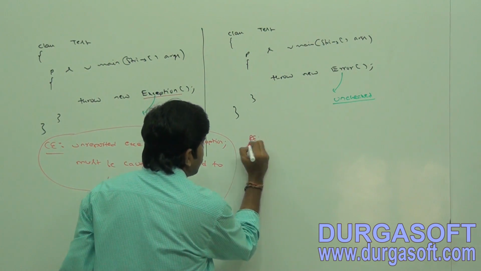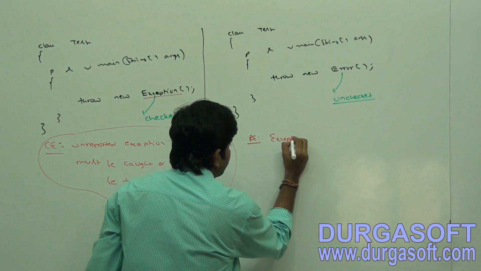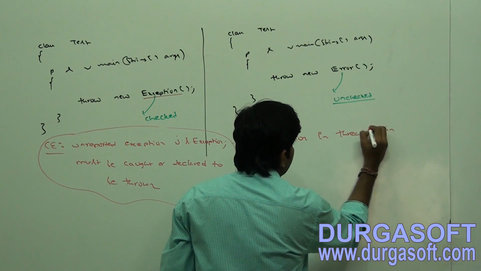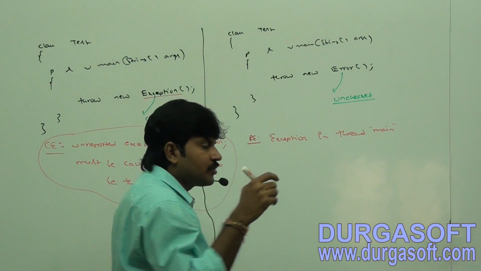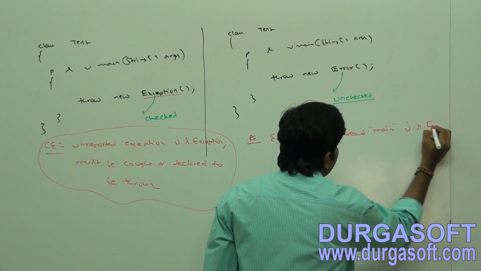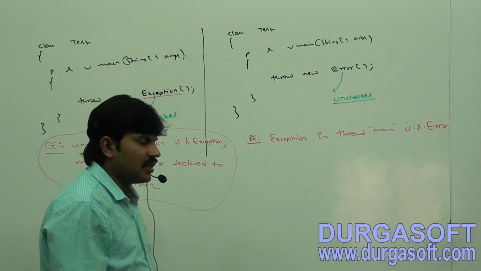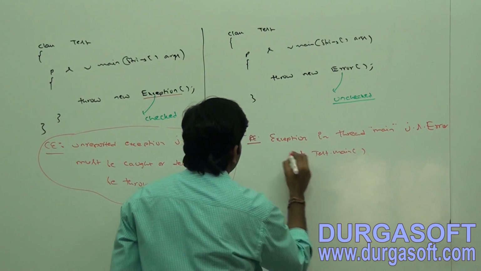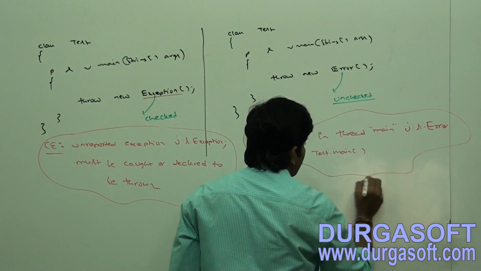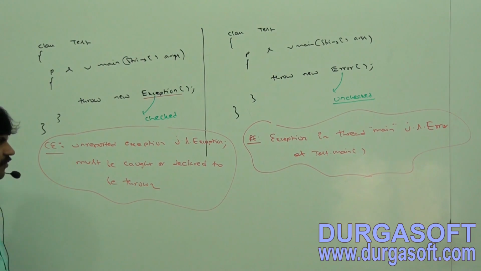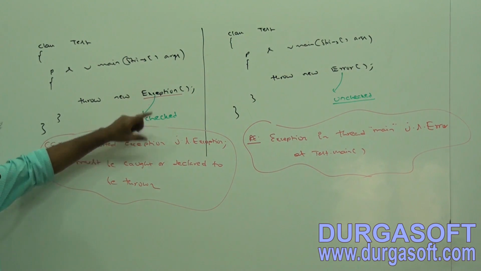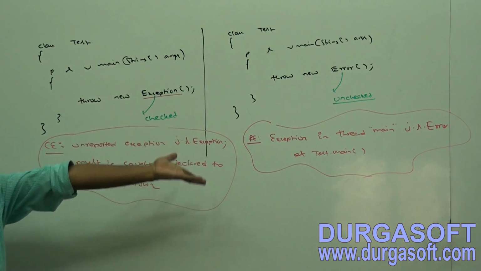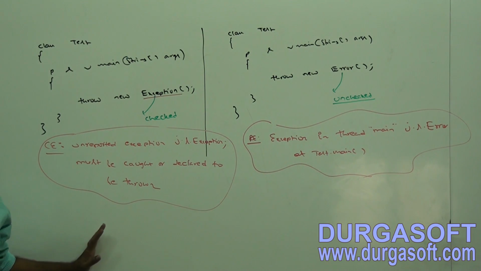So the runtime exception says: Exception in thread main. What is that exception? java.lang.Error at Test.main. Test.main is nothing but the class and method. I hope you people are aware. The first one is a checked exception problem. The second one is unchecked, no compile time error, but at runtime we are throwing it. That's why an exception is going to come. Are you getting the point, right?